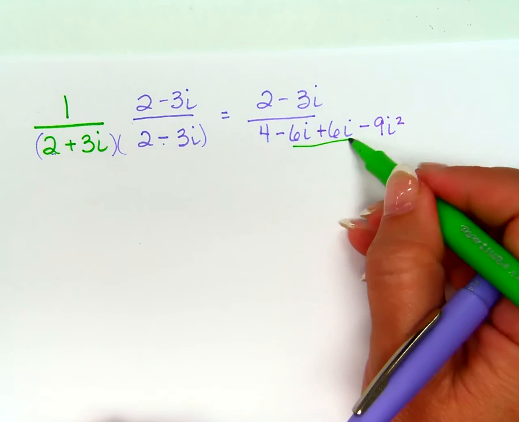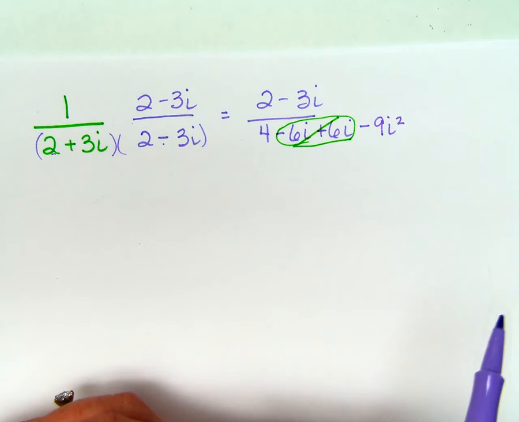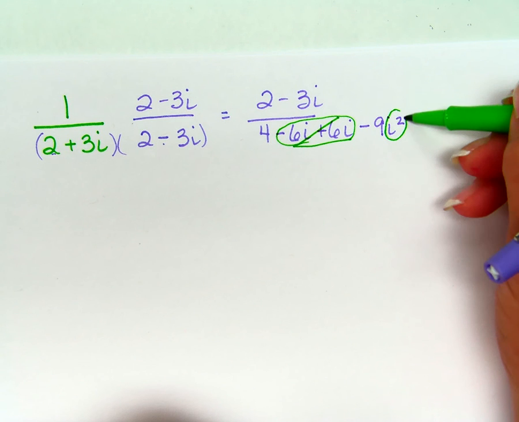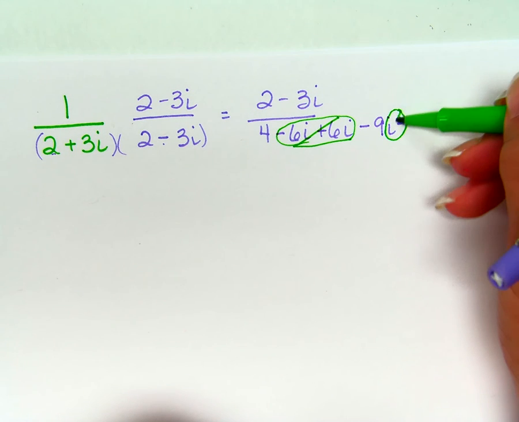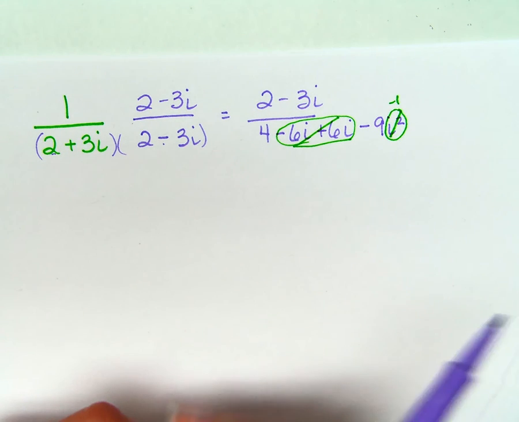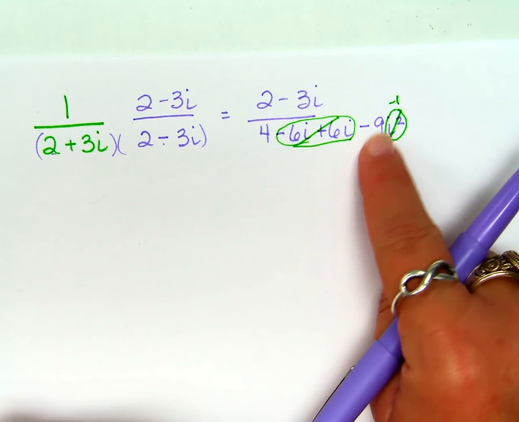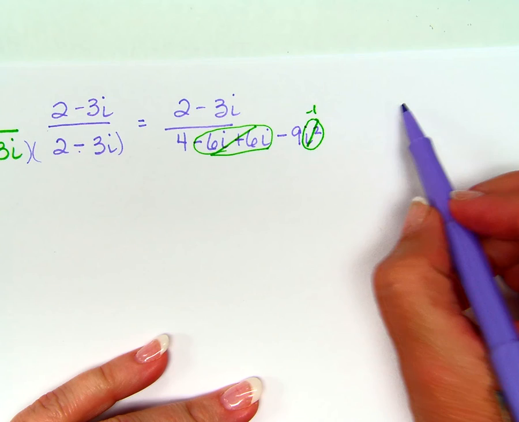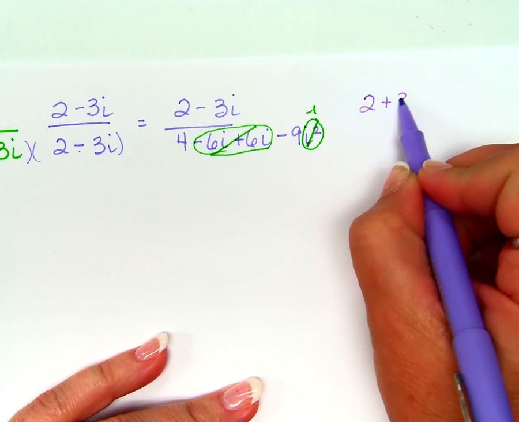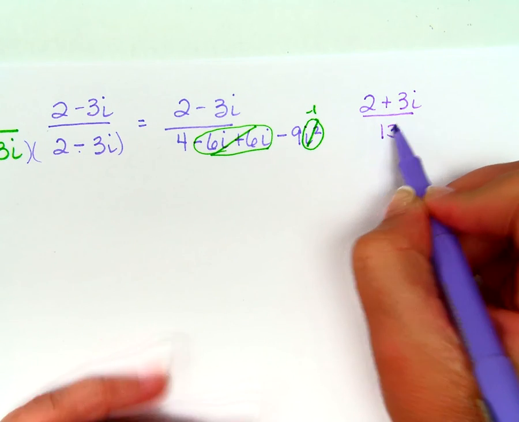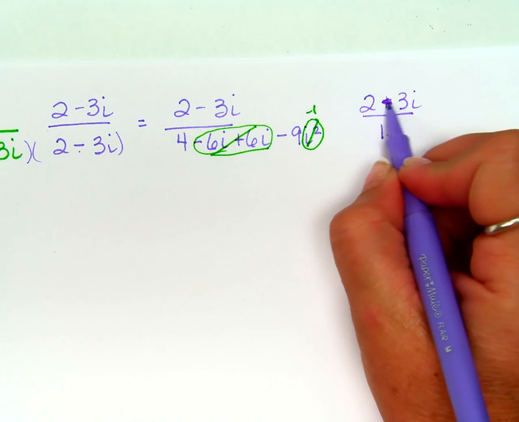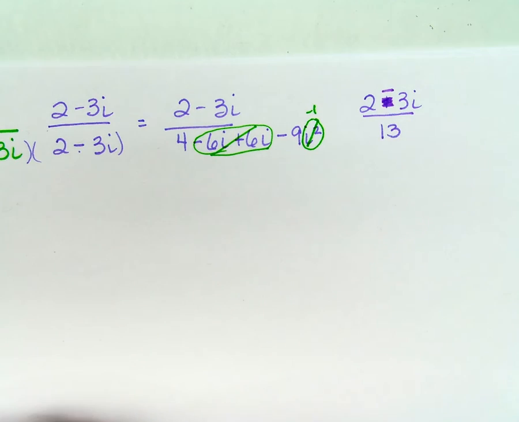What happens right here? 0. That is 0. We needed that. Because what happens right here? That's negative 1, right? So it becomes 4 minus negative 9, which is really 13. 4 plus 9. So I have 2 plus 3i over 13. Why did it change to the plus? Because I accidentally wrote a plus. Sorry about that. That's a minus. Thank you for asking.